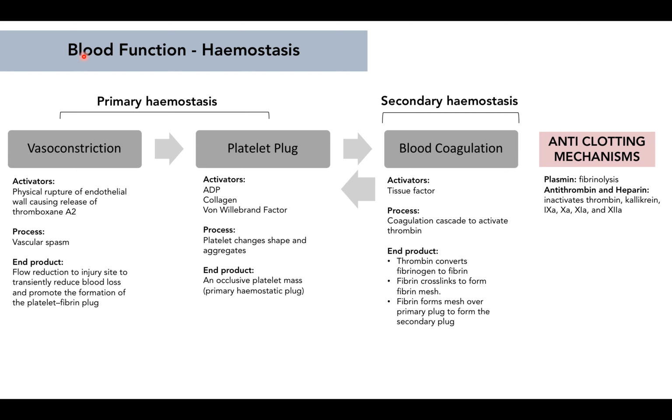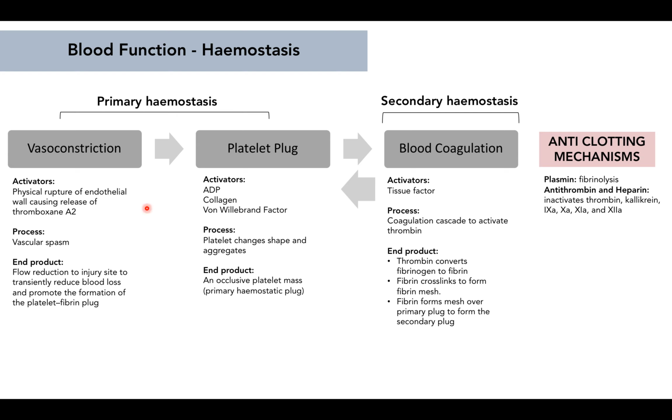How this happens is first through vasoconstriction and then by the formation of a platelet plug. And we'll talk about that later. Now, in order to really stop the bleeding permanently, you need a secondary hemostasis process, which is called blood coagulation. So here, let's talk about the processes one by one.